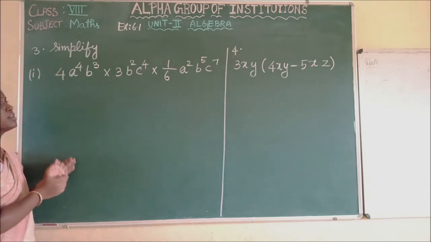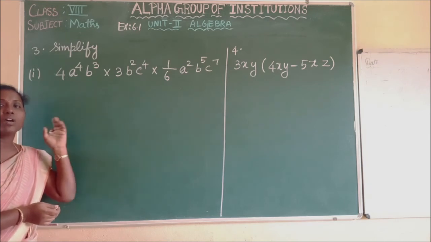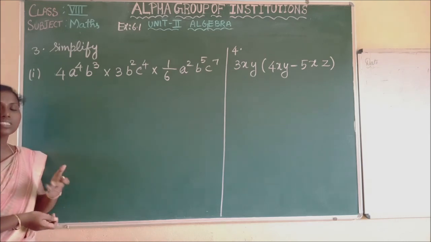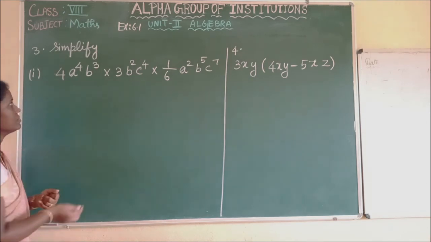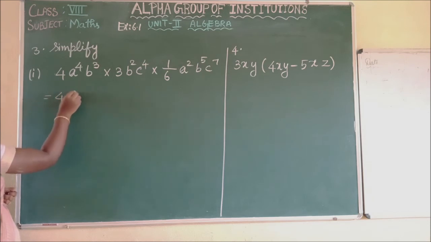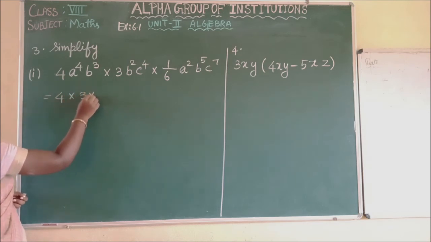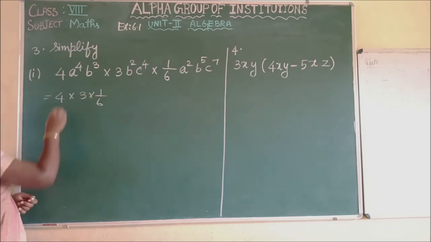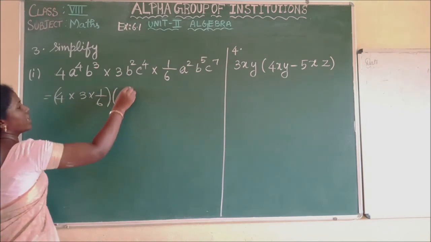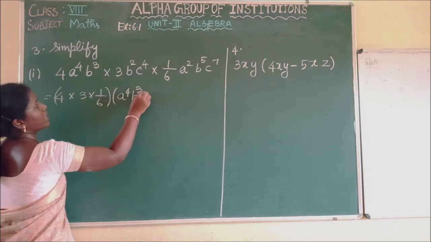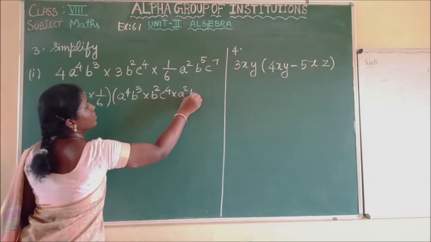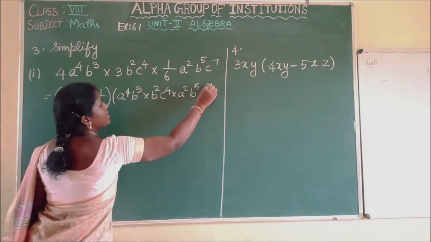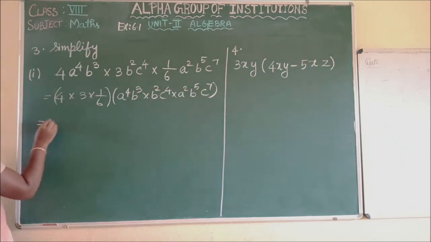If you get three monomials to multiply, just see whether it is possible to simplify, and if it is possible, simplify and multiply. Okay. First collect the coefficients: 4 into 3 into 1 by 6. And multiply the variables: a^4 b^3 into b^2 c^4 into a^2 b^5 c^7. Now see here the numbers.